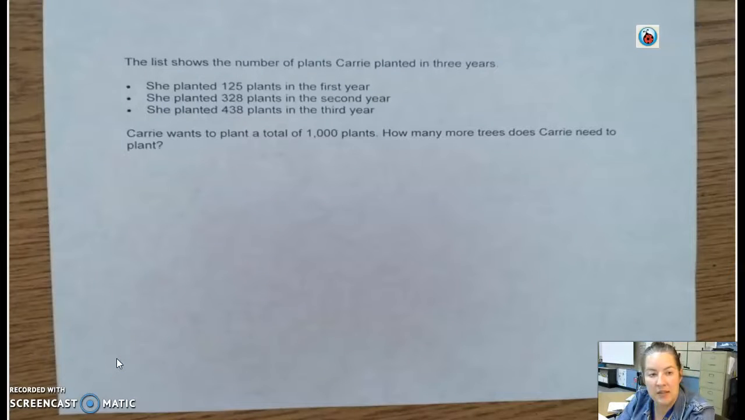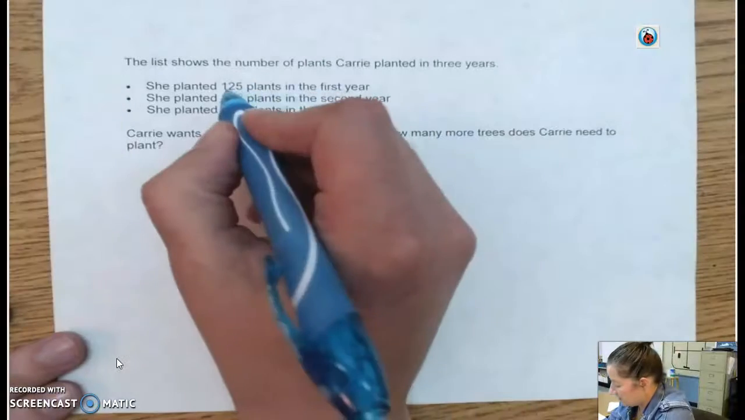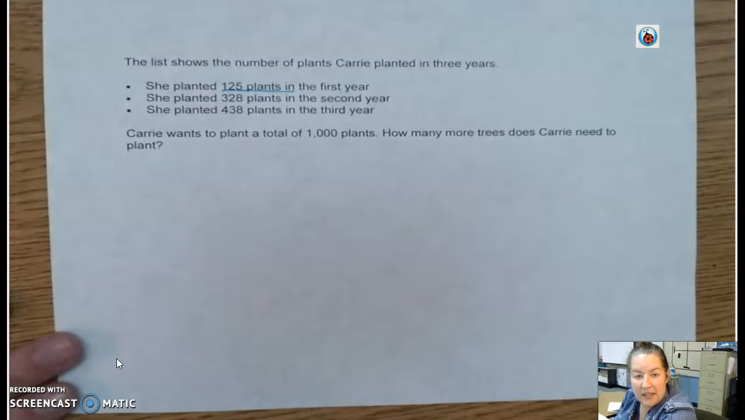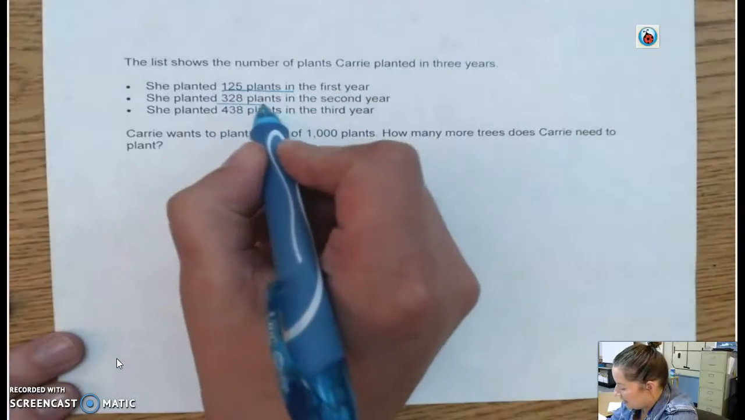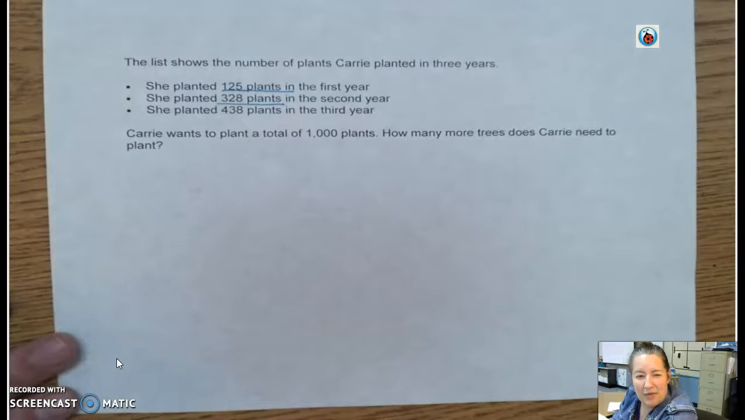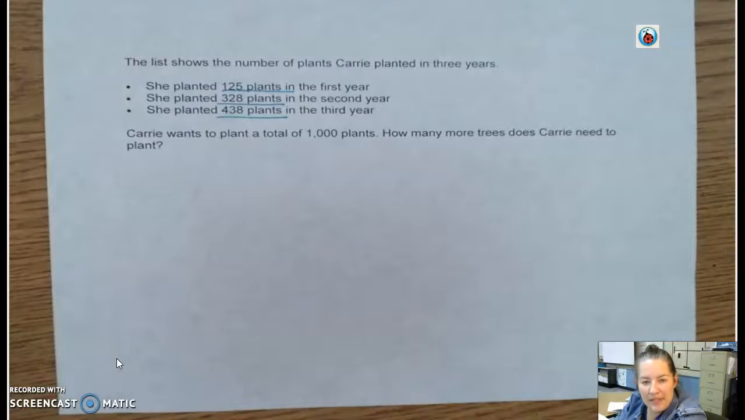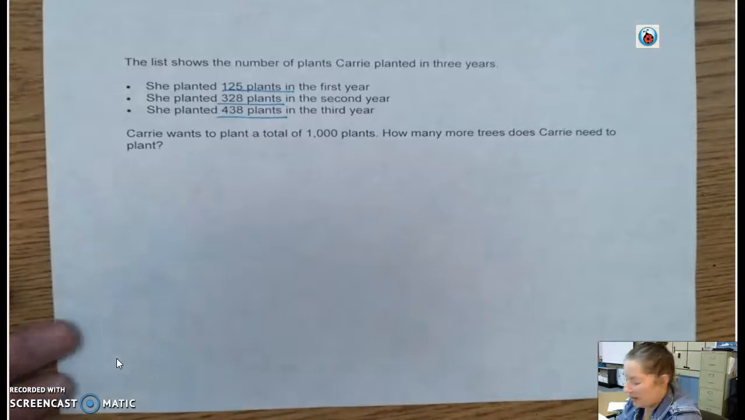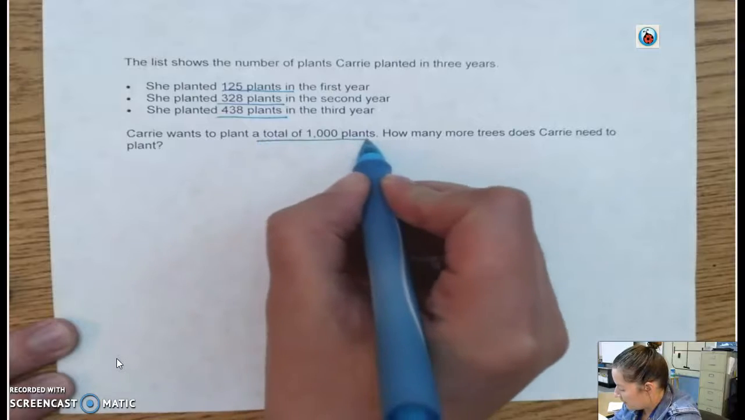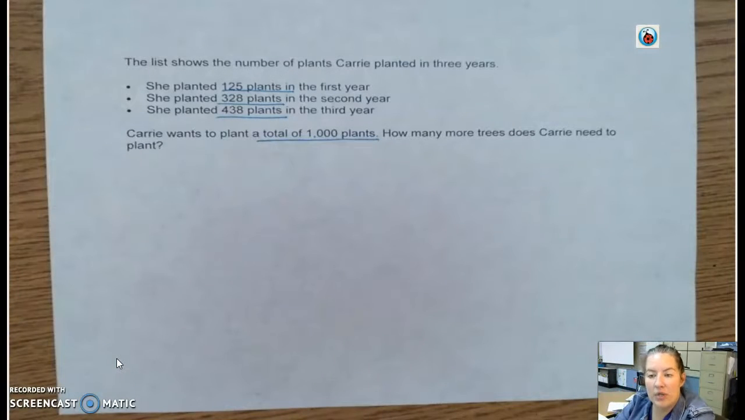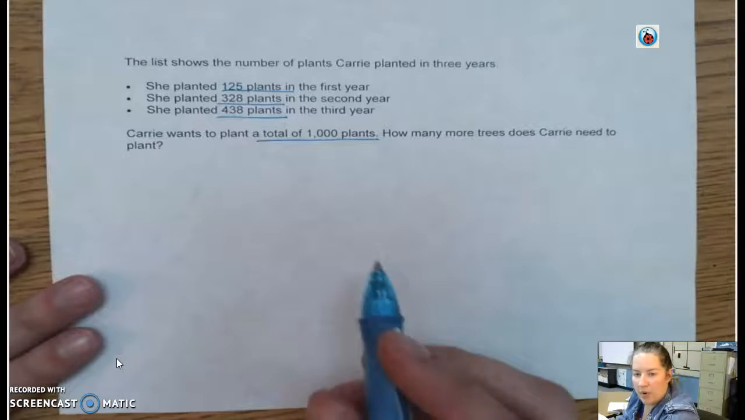So the problem says the list shows the number of plants Carrie planted in 3 years. She planted 125 plants in the first year. She planted 328 plants in the second year. She planted 438 plants in the third year. It says Carrie wants to plant a total of 1,000 plants. How many more trees does Carrie need to plant to reach her goal? Let's take a look at this problem.